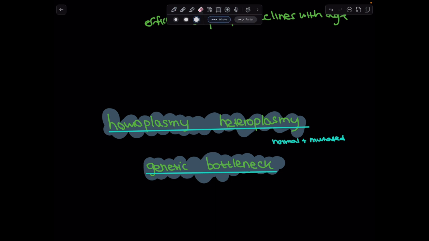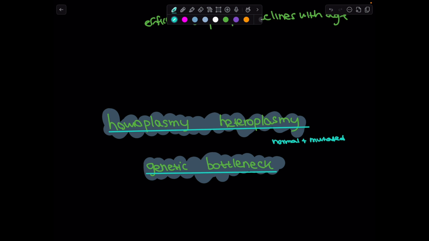Exactly. Homoplasmy means all mitochondrial DNA, mtDNA, copies in a cell are either completely normal or all carry the same mutation. Heteroplasmy is a mix of normal and mutant mtDNA. The genetic bottleneck is when, during egg development in the mother, only a tiny fraction of her mitochondria with their mtDNA are passed to the egg, not all of them. This random sampling can boost or dilute mutant mtDNA in the offspring.